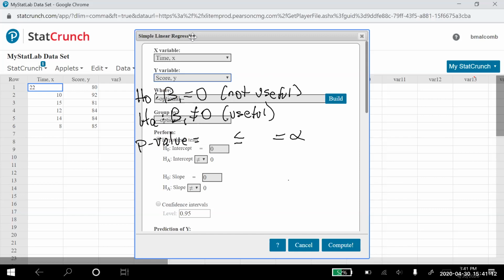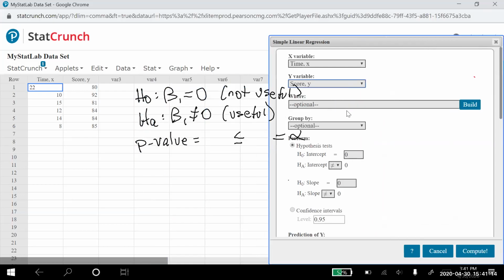I'm doing a hypothesis test. Let's see, if I move this over, we'll be able to see that a little bit better. I'm performing a hypothesis test. The intercept, they're assuming is 0. We don't care about the intercept, so that we're not worried about. What we care about is the slope. So the null hypothesis says the slope is 0. Yeah, that's what we said. Versus not equal to 0.